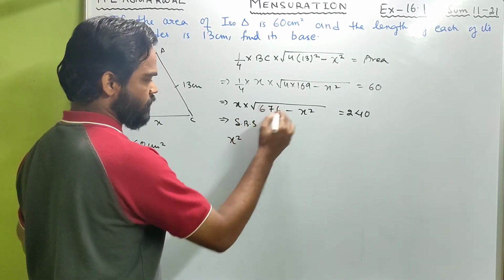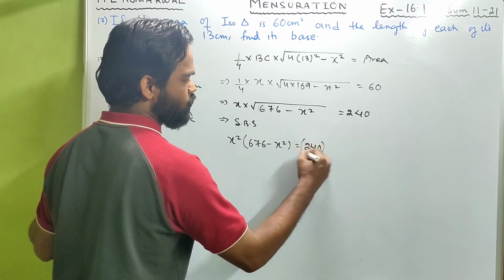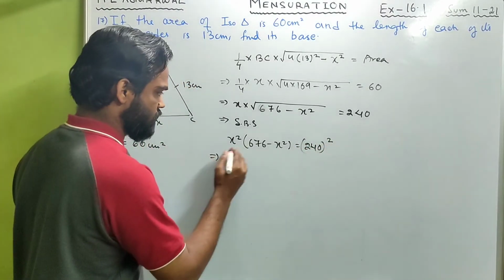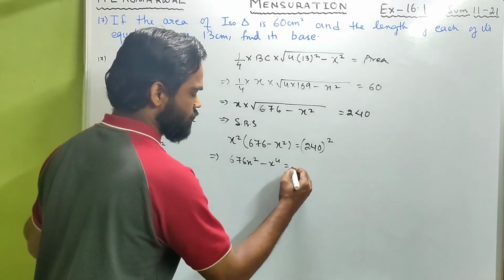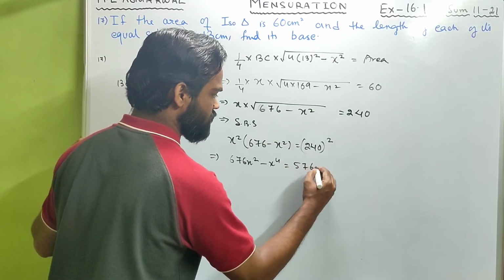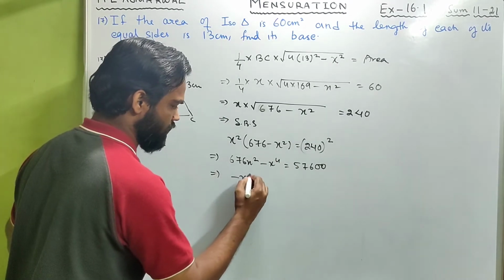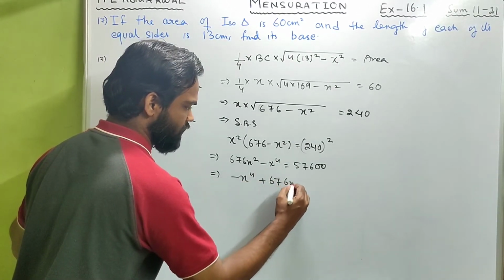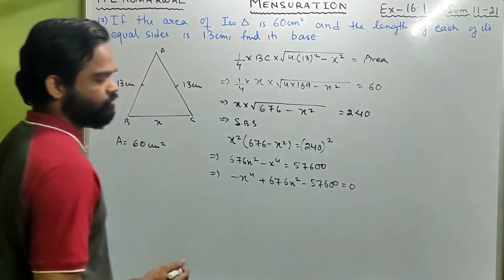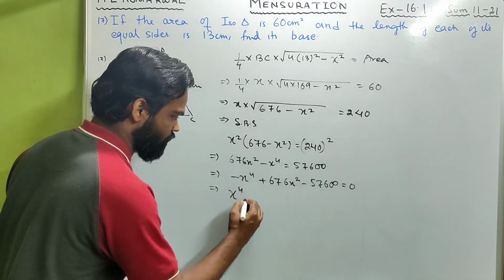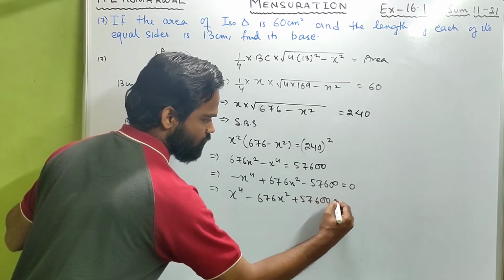We'll get x square, the square root goes away, just look carefully, is equal to 240 whole square. So when you open the bracket, 676x square minus x to the power 4 is equal to 57600. Okay, bring it on this side. So minus x to the power 4 plus 676x square minus 57600 equals 0. Take minus common, so that x to the power 4 minus 676x square plus 57600 equals 0.